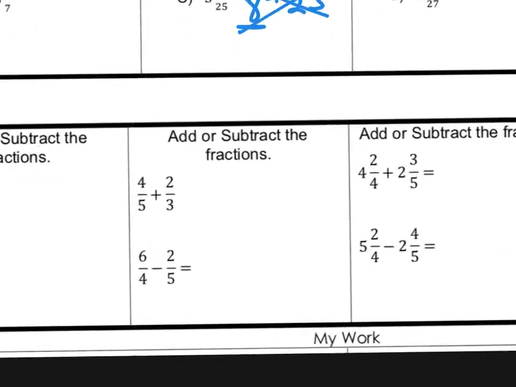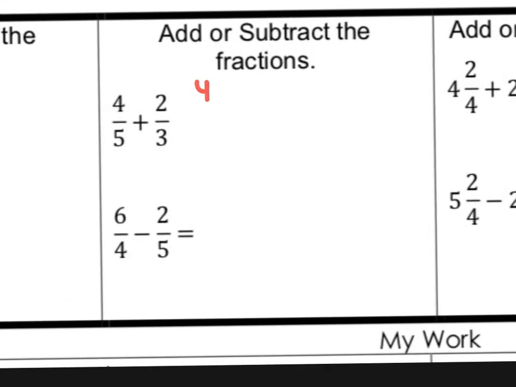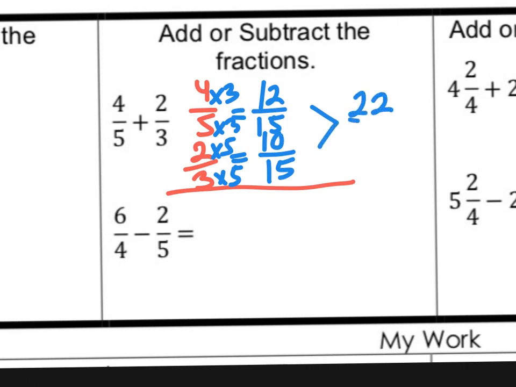For the last one, it says add or subtract the fractions. 4/5 plus 2/3. I like to write mine vertically. Here's 4/5. Here's 2/3. We know it's going to be 15 as our common denominator between the two numbers. This would be times 3 to give us 12. This is times 5 and times 5. That will give me 10. Then when we add it, that gives us 22 over 15.